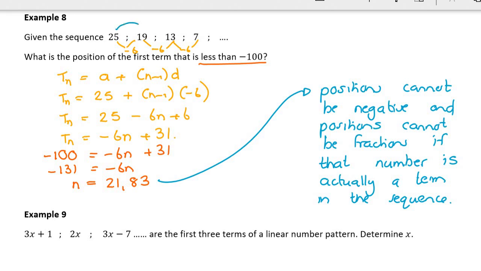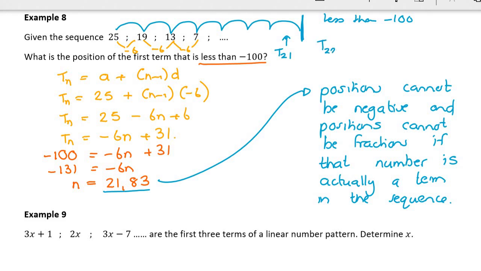Now these terms are going down, down, down, further and further down. So somewhere here, we're going to get less than minus 100. Obviously we won't get exactly minus 100 because we got a fraction, but somewhere. Now the n says 21.83. So what it means is term number 21 will be bigger than minus 100, and term number 22 is going to be less than minus 100, and I'm not actually ever going to equal minus 100.